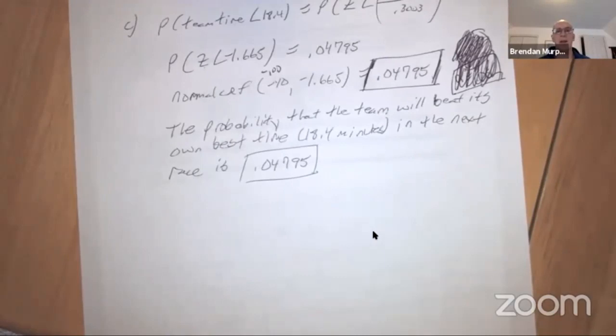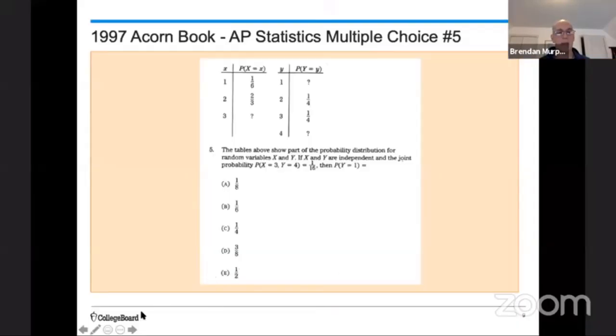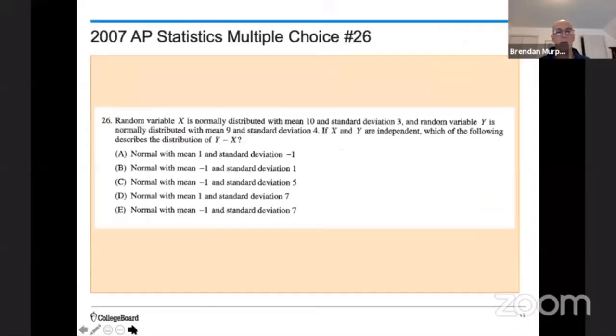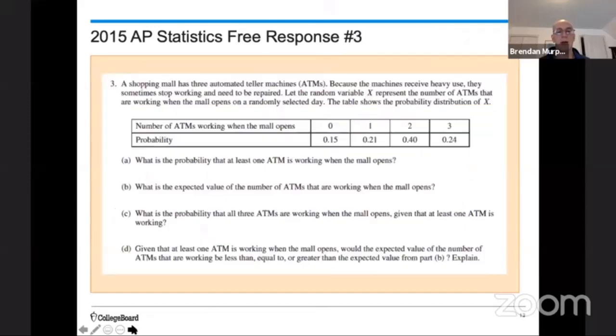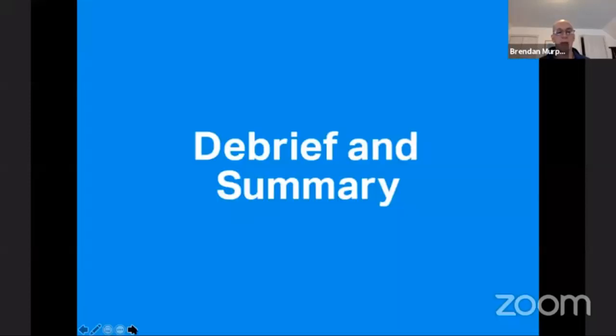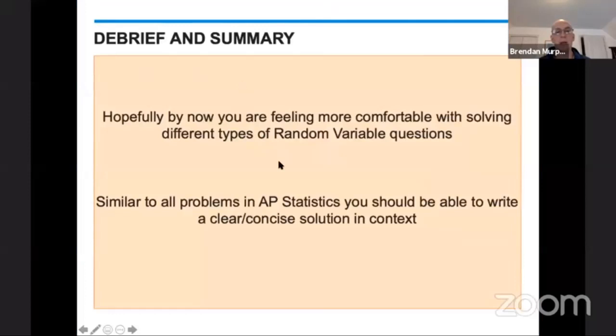So anyway, those were, I think, all of the problems that I had for random variables. Let's just check to see if we've done them all. I think we have. So real quick, hopefully you're feeling more comfortable with solving different types of random variable questions. Between the probability I did Monday, Luke did binomial and geometric yesterday, and I did some random variables, hopefully probability you're feeling much more comfortable with.